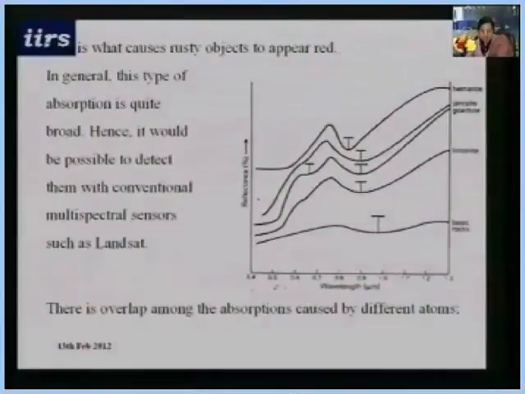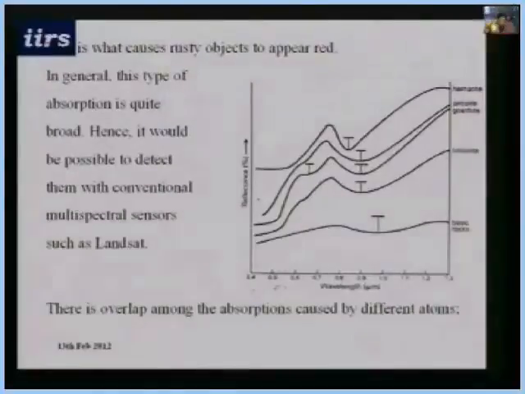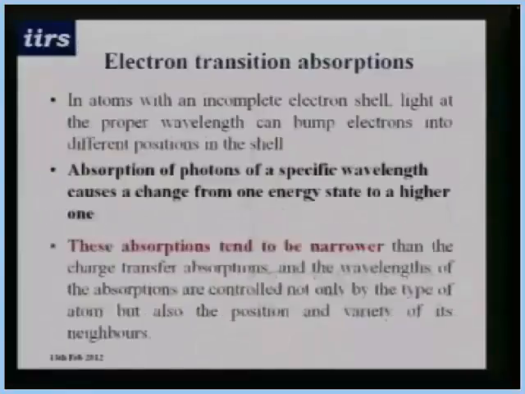Now, the reflectance spectra of iron oxides have such strong absorption bands that the shape changes significantly with the grain size. As I said, these are broad in nature. As you can see, wherever the T sign is there, they are the absorption zones, which are quite broad in nature and can be captured by multispectral remote sensing.